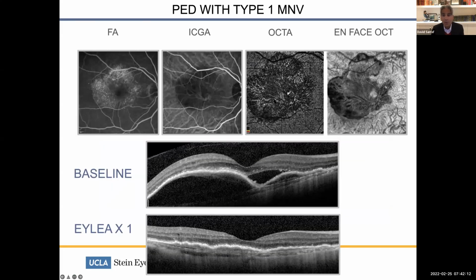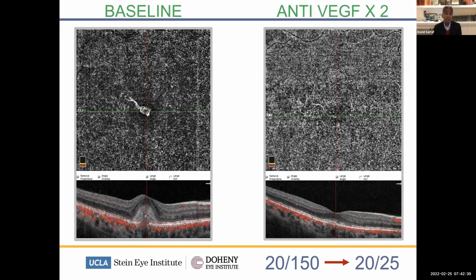Here in this patient with type 1 neovascularization, you can see the choroidal neovascular membrane on the OCT angiogram. Again, the mediators of neovascular activity, a pigment epithelial detachment, subretinal fluid that resolves after Eylea injection. Again, showing the importance of the identification of fluid as a mediator of neovascular and exudative activity.